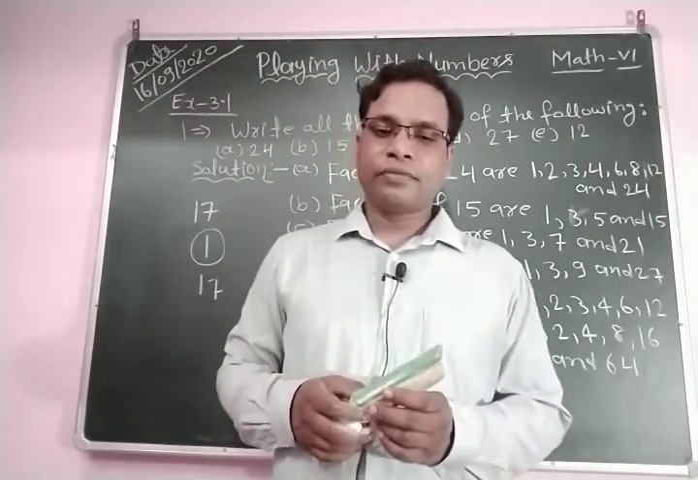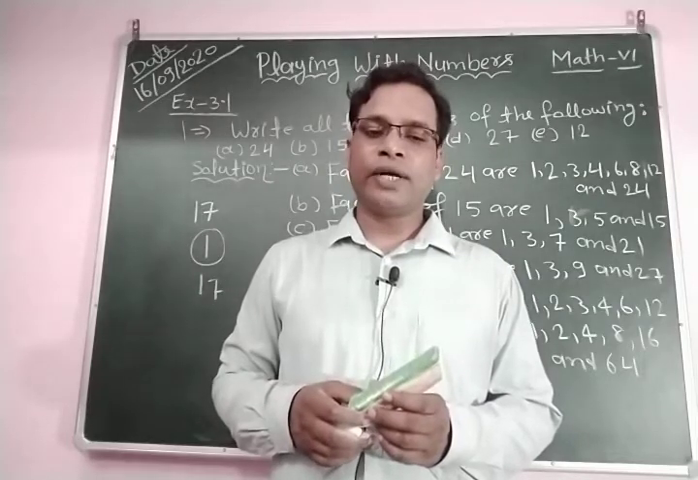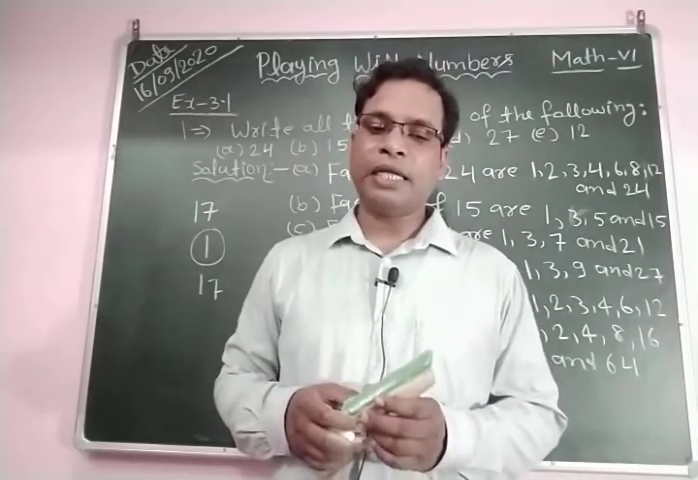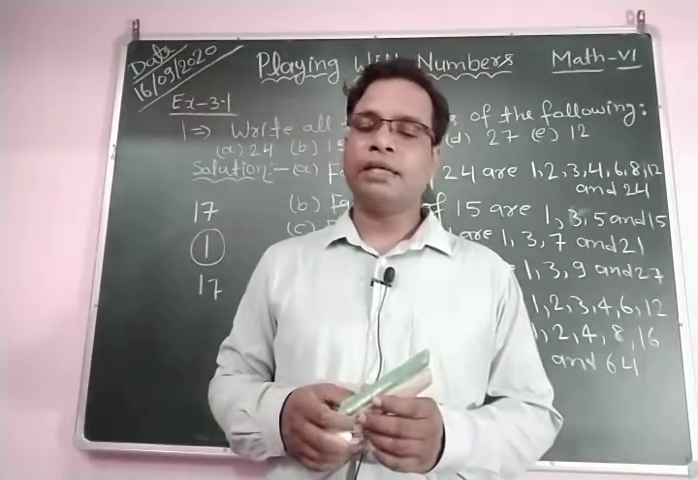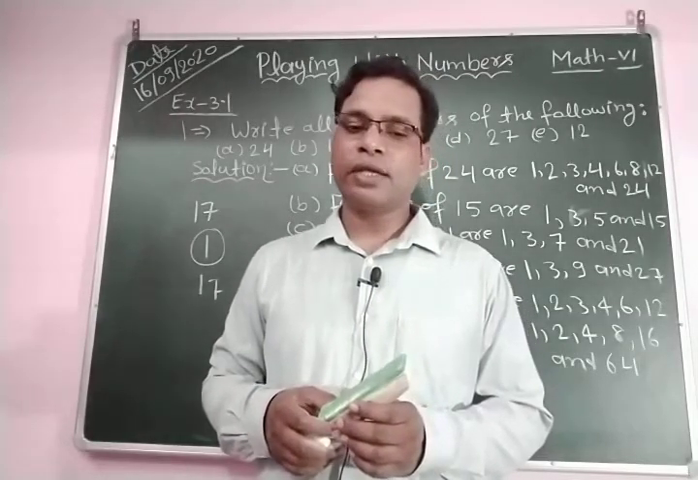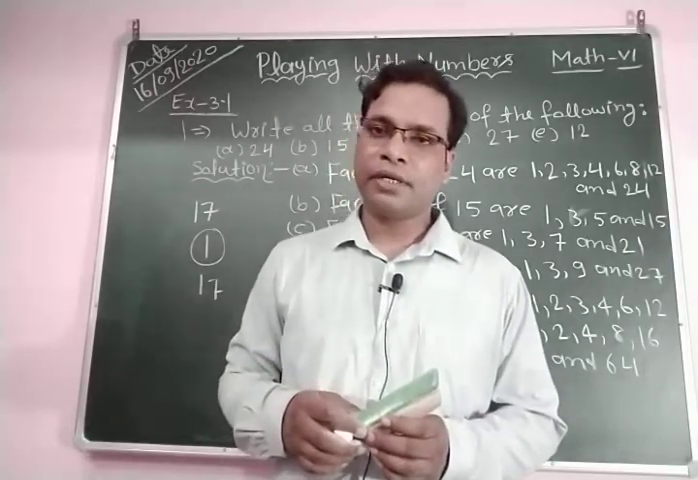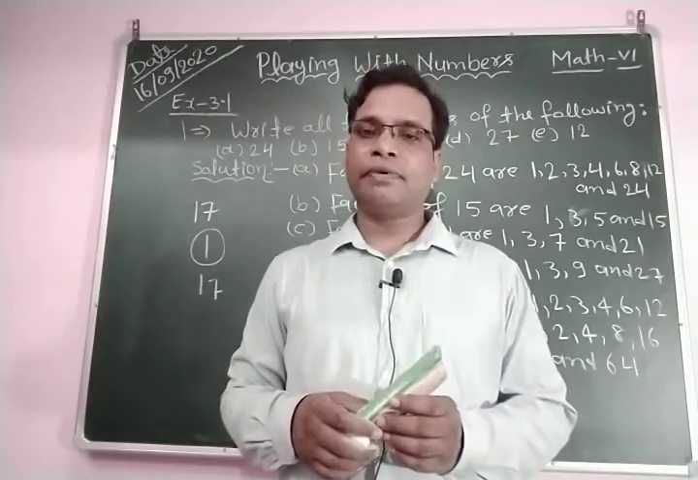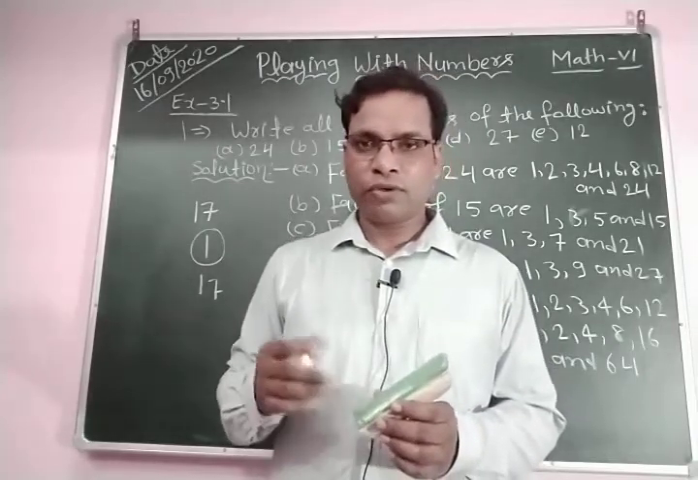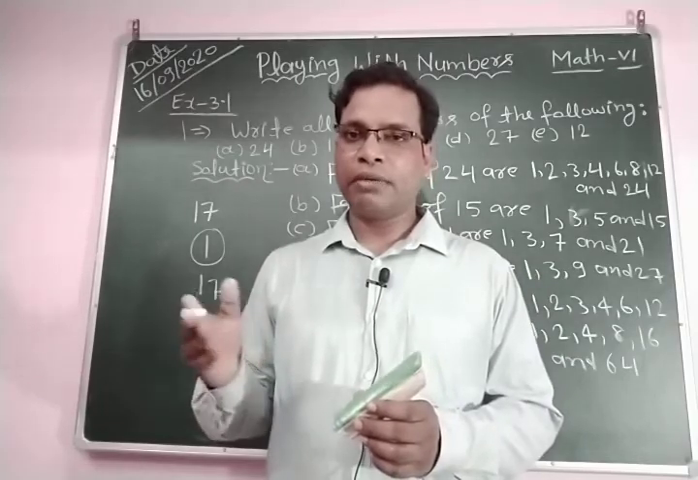Okay. So second question. Here you need to write the first 5 multiples of 5, 8, and 9. First 5 multiples of 5, first multiples of 8, first multiples of 9. So I hope all of you know the table of 5, table of 8, table of 9.